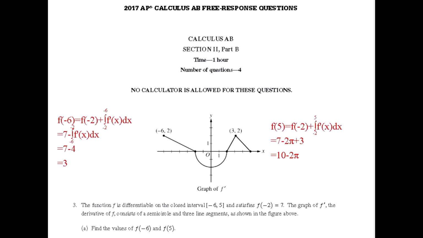The same strategy as -6 can be used in 5 as well, where we use f of -2 equals 7 to create an integral, and because 5 and -2 includes a semicircle over here, you actually have to work with pi, and you get 7 minus 2 pi plus 3, and you can simplify that to 10 minus 2 pi.